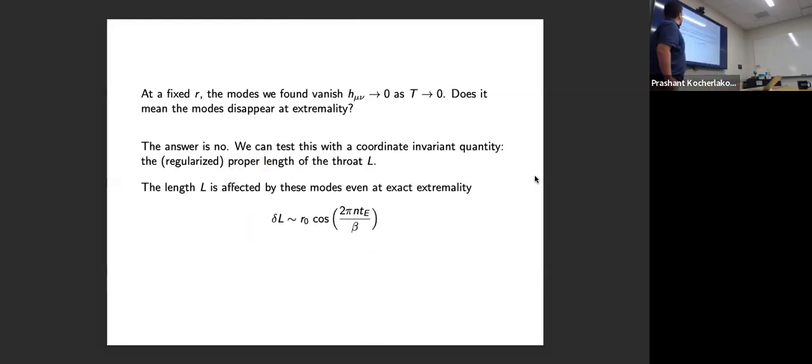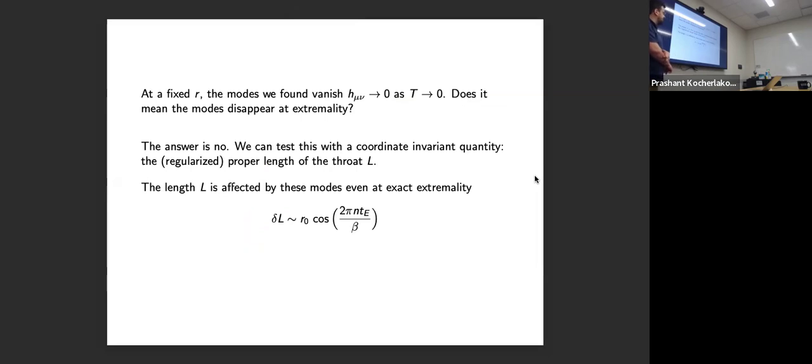Another thing is that if you look at the fixed distance, the modes start going into the horizon, but if you look at the fixed distance and extend the temperature to zero, the modes we found will vanish. So you can ask, does it mean these modes disappear at extremality? How should we interpret it? And the answer is no.